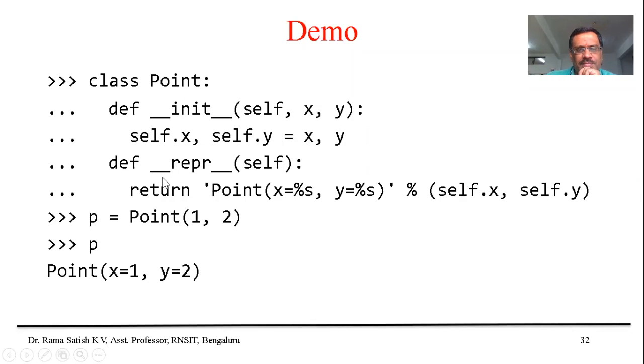Now, whenever I want to print a point, it is __repr__. If I write x equal to so and so, y equal to so and so, as a formatted string, then it will display. Whenever I say Point(1, 2), 1 is the x value, 2 is the y value. It will be stored in the Point object p, and whenever I print p, it prints Point(x, y), that is (1, 2). This is a small example that I have explained, the same as the book example I have.